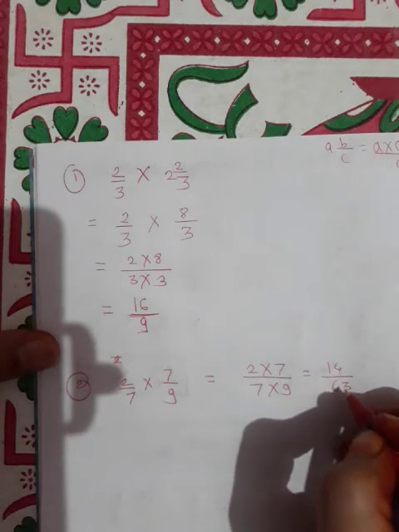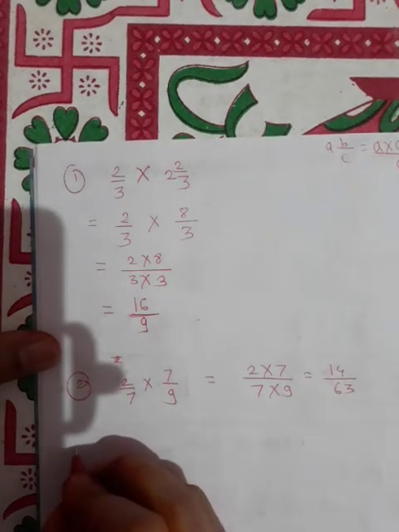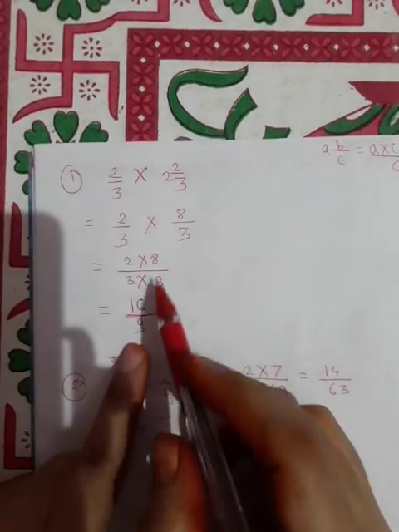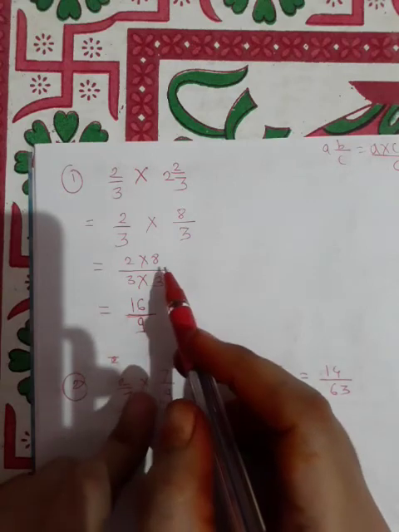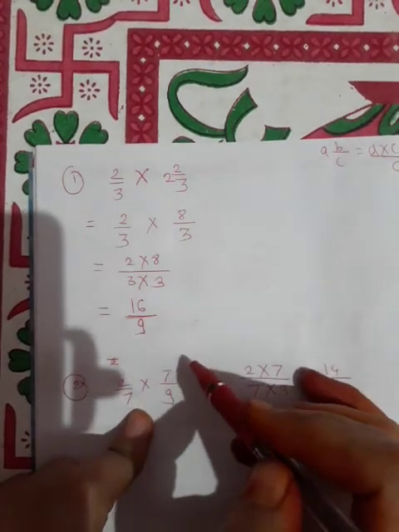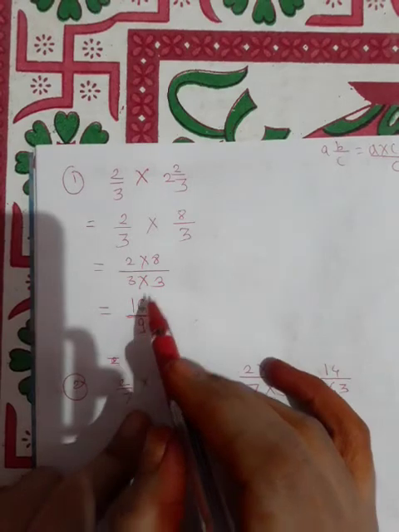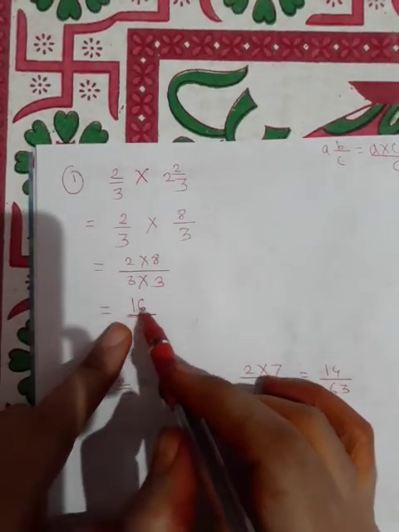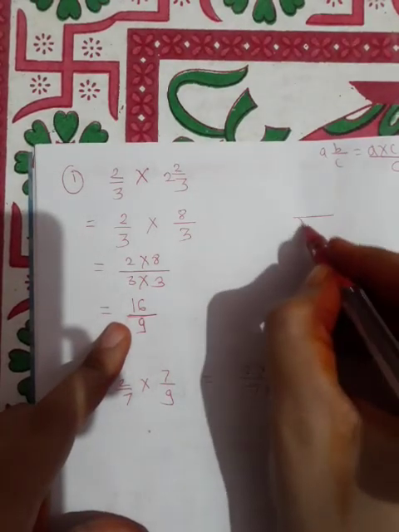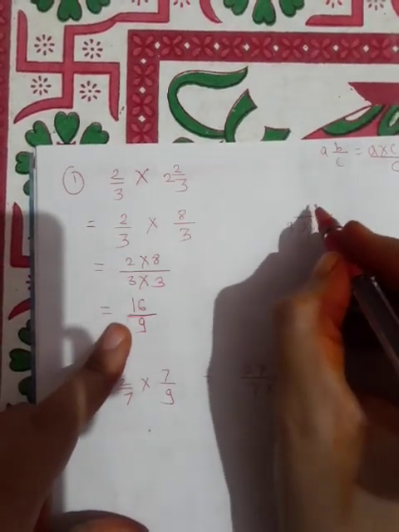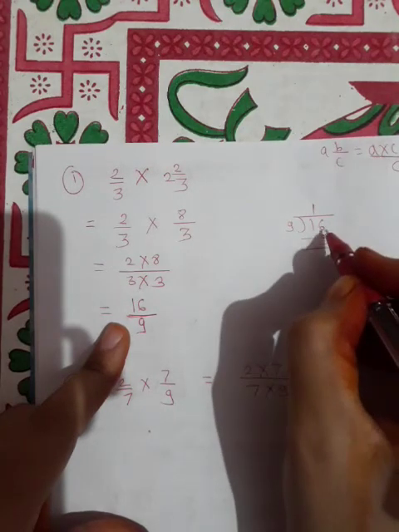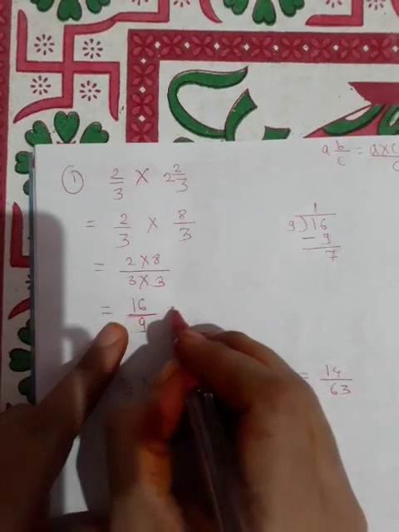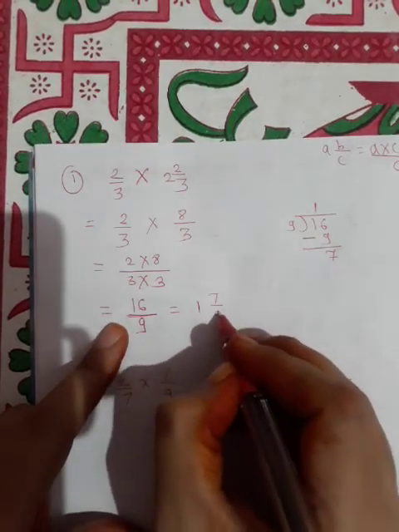Okay, 14 by 63. Now see, in the first example they have done this. In this question number 2, they have asked to multiply these fractions and convert into lowest form. So here we have got 16 by 9. To convert into lowest form, 9 ones are 9, and 16 minus 9 remains 7. So 16 by 9 can be written as 1 7 by 9.